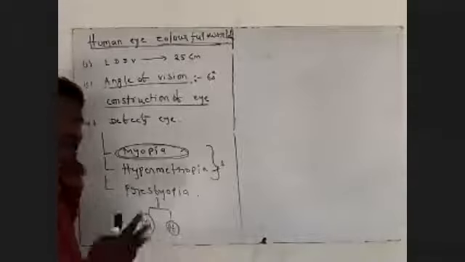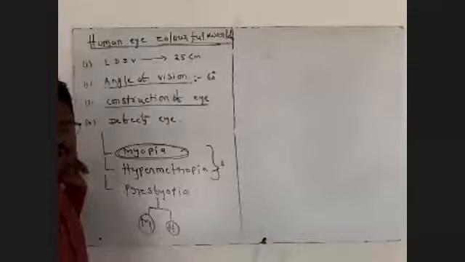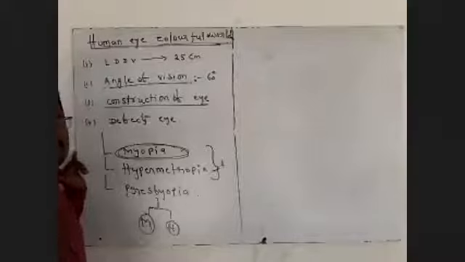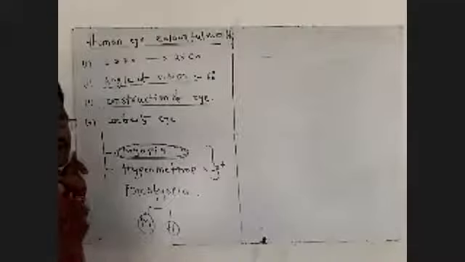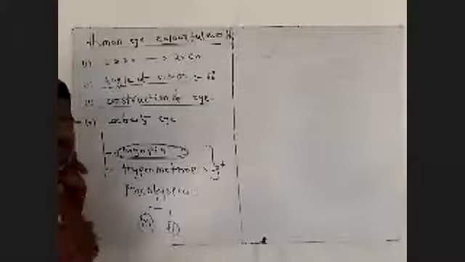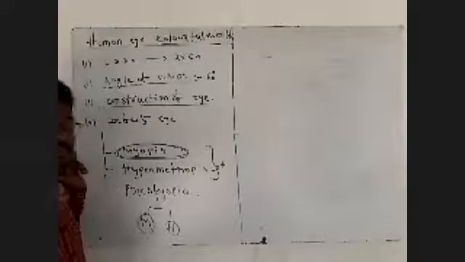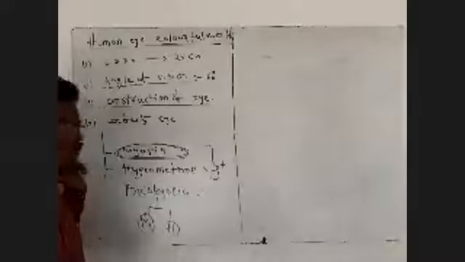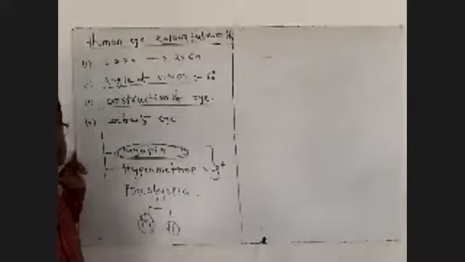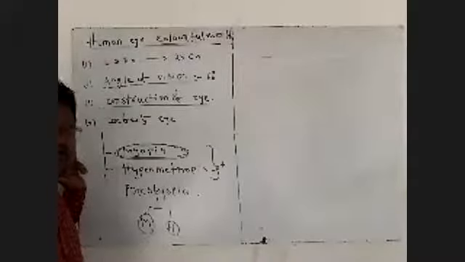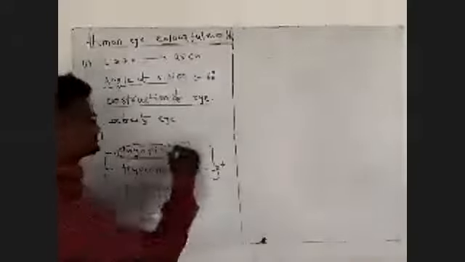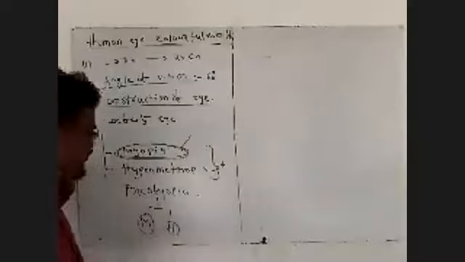Suppose, for example, I have myopia. If I remove my specs, I cannot see long distances, but without specs I can see near objects very clearly. When I wear the specs, I am able to see the near distance as well as the long distances. This is myopia.